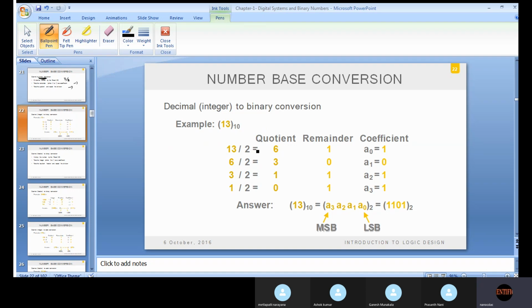Okay. So see here, the decimal integer value is what, they gave us 13. So 13, binary, but for binary conversion we have to take 2. Okay. So 13, 2 into 6 is 12. What is the remainder? 1. The remainder is 1. Are you there with me?